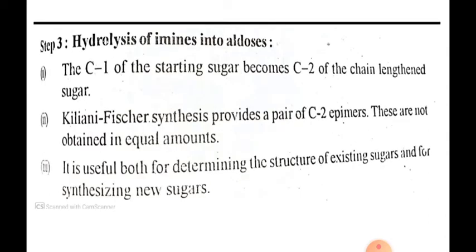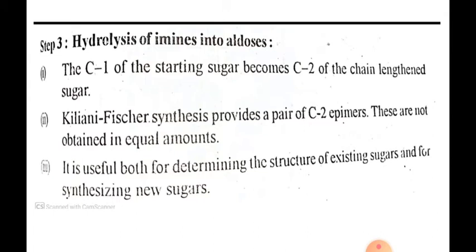The last step was the hydrolysis of imines, as we have seen on the slide. The C1 of the starting sugar becomes C2 of the chain lengthened sugar, as we are developing a cyanide on the first carbon, which will finally convert into a CHO group. So the C1 carbon of the sugar has now become the C2 carbon.